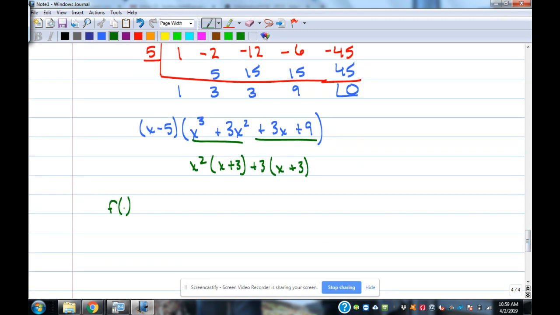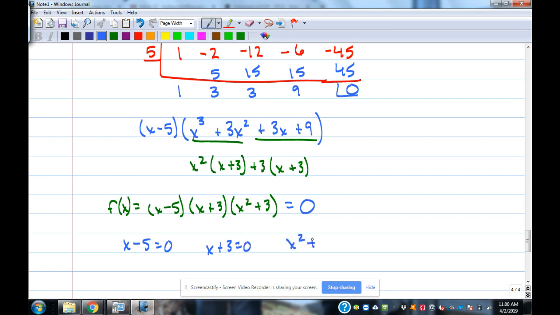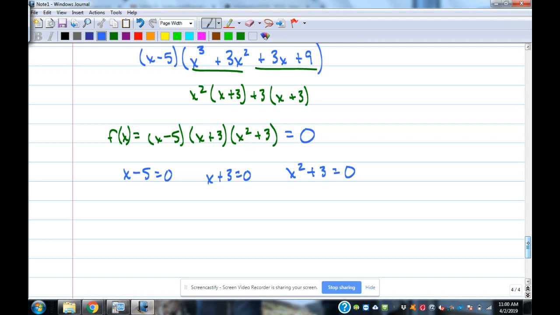So the factored form is x minus 5. That's the one that they told us about. And then we have x plus 3 and x squared plus 3. Will x squared plus 3 factor any further? No. To find the zeros of that, I set that thing equal to 0. I get x minus 5 equals 0, x plus 3 equals 0, x squared plus 3 equals 0, and I solve each of those. X equals 5, x equals negative 3. Those two are easy. The last one's a little bit more difficult, but we've solved quadratics like that before.